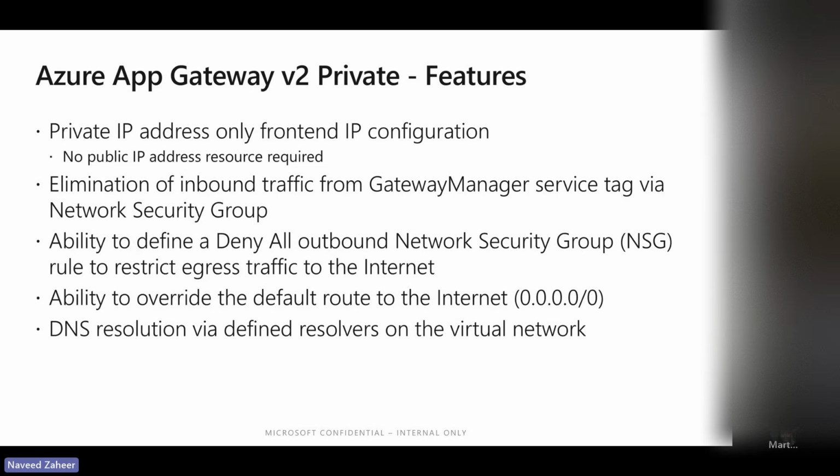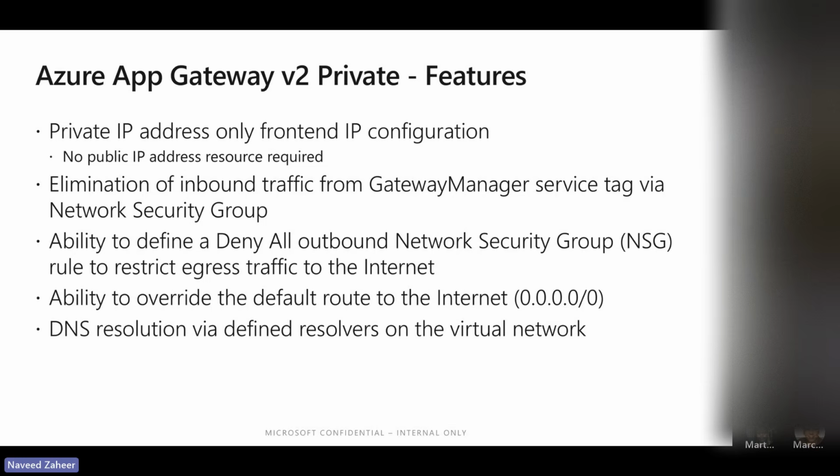With the existing App Gateway V2, it was hauling management traffic over the customer network; it does not do that now. It eliminates the need for controlling NSGs with the service tag of gateway manager and things like that. No need to do that. You can deny all outbound traffic.